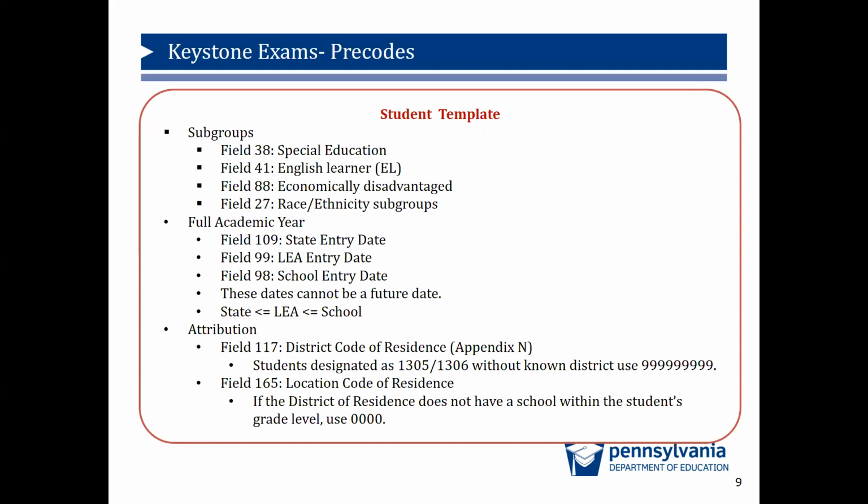We use state, LEA, and school entry data fields to help identify the full academic year. The date in these fields cannot be a future date and must be in logical order. For more information on these fields, please see PIMS Manual, Volume 1. The following fields will be utilized during attribution. Please review them for accuracy. Field 117, District Code of Residence, Appendix N of the PIMS Manual, Volume 2. And Field 165, Location Code of Residence, is also used during attribution.